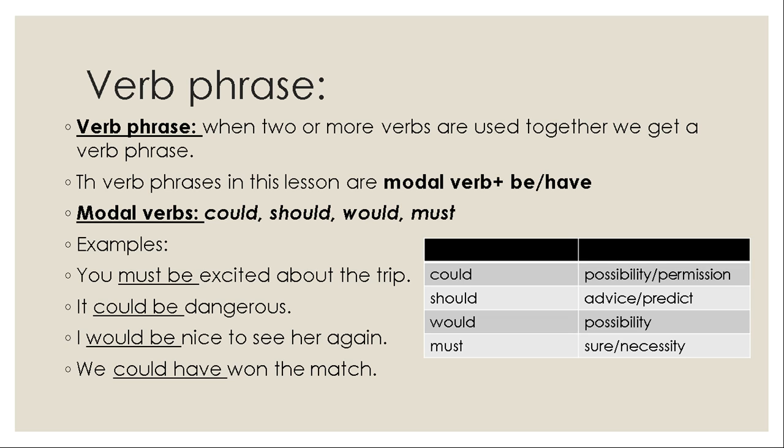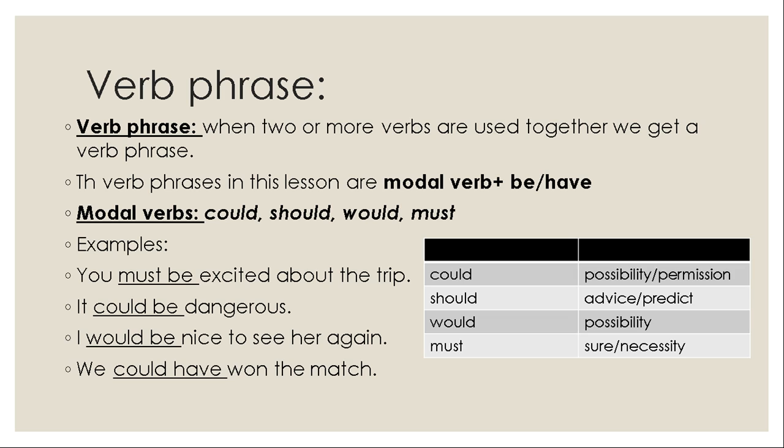Now, in this particular lesson, the verb phrases that we have are made up of a modal verb plus be and have. What are modal verbs? Verbs like could, should, would, and must. Take a look at this table here. The verb could can be used to show some possibility, like it could rain today, or it can be used to show permission. You could take a break, or could I go to the bathroom? This means it's being used to ask for permission or sometimes to give permission.